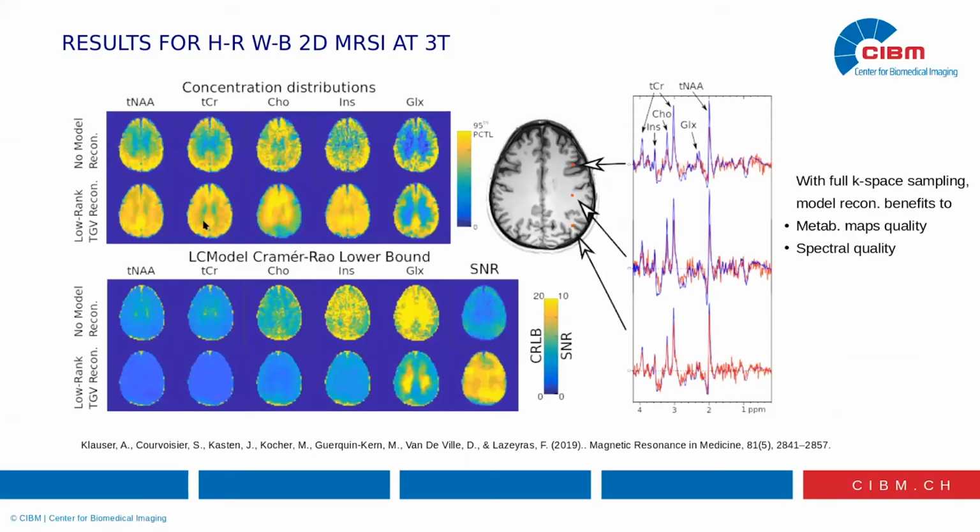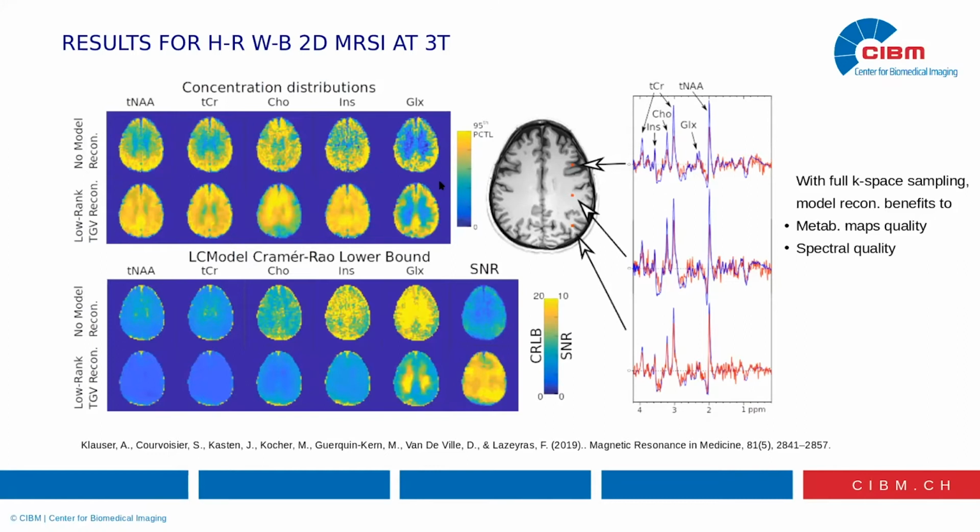First, the 2D whole brain high resolution at 3 Tesla. With this figure, we wanted to show the advantage of using our model reconstruction over no model reconstruction. I said that generally it's not possible to have a simple reconstruction, but in case we have a full K-space, of course, we all know that an inverse Fourier transform with a combination of the coil elements should give us a rather good representation of the data. That's what we did in a no model reconstruction. And in comparison, we compared it to the low rank TGV reconstruction.